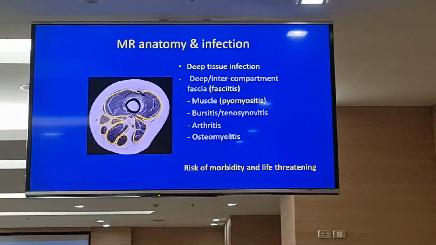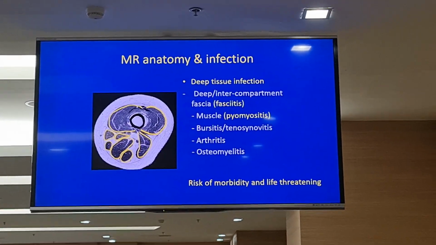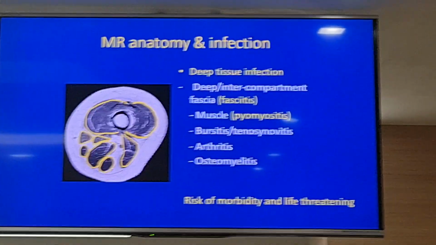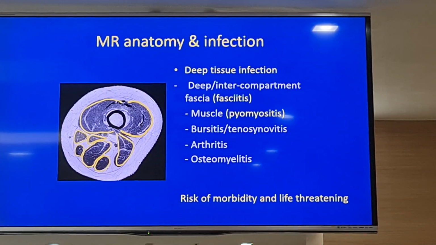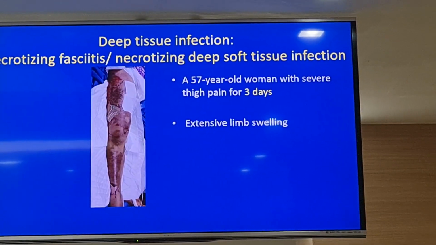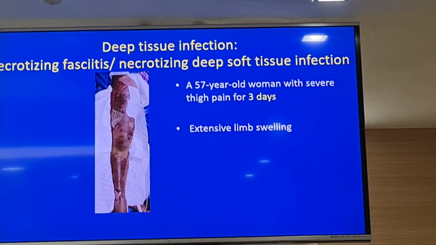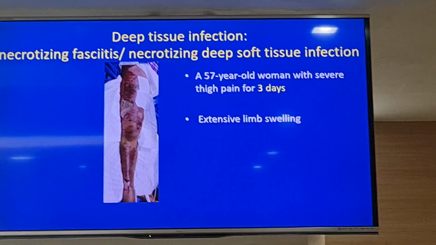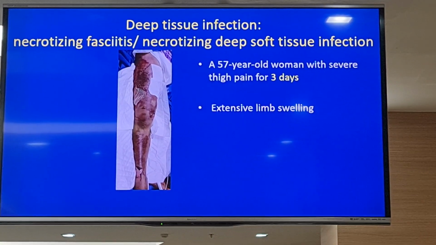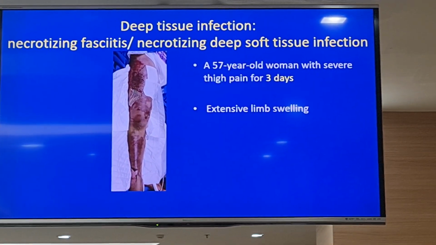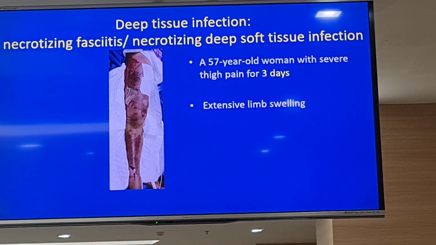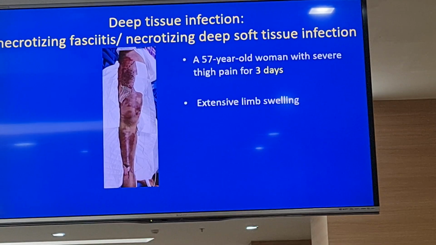If you get bursitis, arthritis, or osteomyelitis with this affected bone, this pattern has a high risk of morbidity because it can cause structural damage and is sometimes life-threatening. So we consider it a quite aggressive pattern, and these are the most aggressive infections that can be life-threatening. We once called it necrotizing fasciitis, but right now we think it affects more than the fascia. So we try to call it necrotizing deep soft tissue infection.